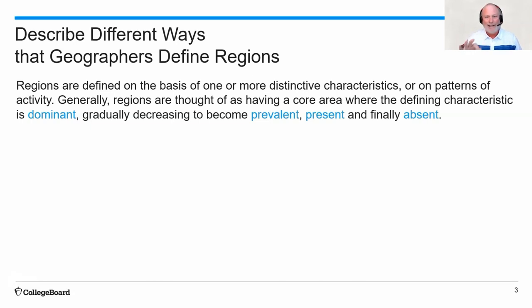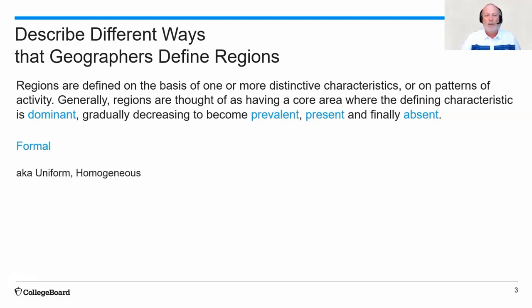But there are three kinds of regions that we want you to know about. The first are what we call formal regions. And all of these regions are going to have AKAs. And I want you to really remember these AKAs because it will really help you with the definitions when you're thinking about which region is which.